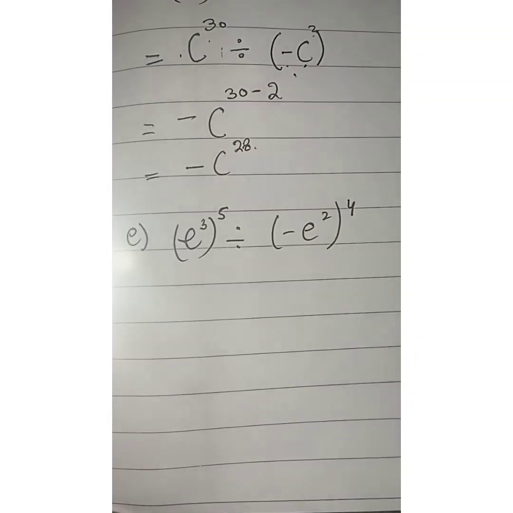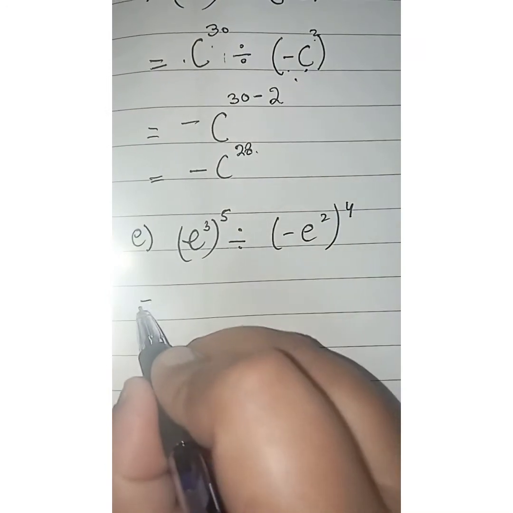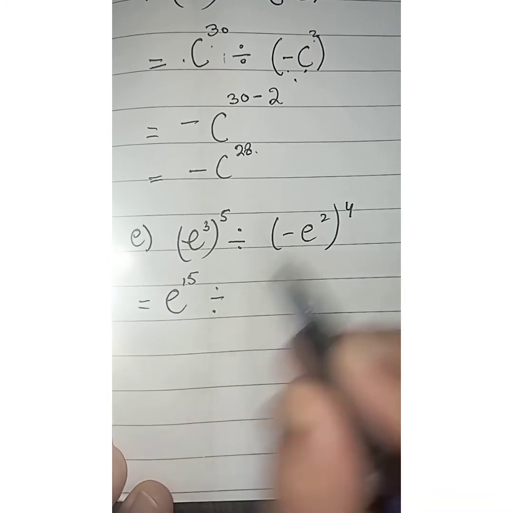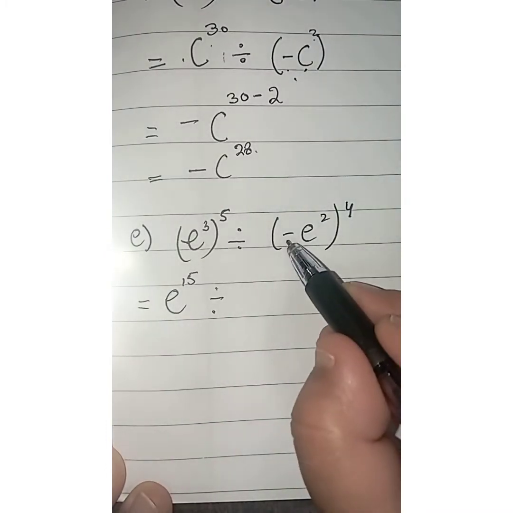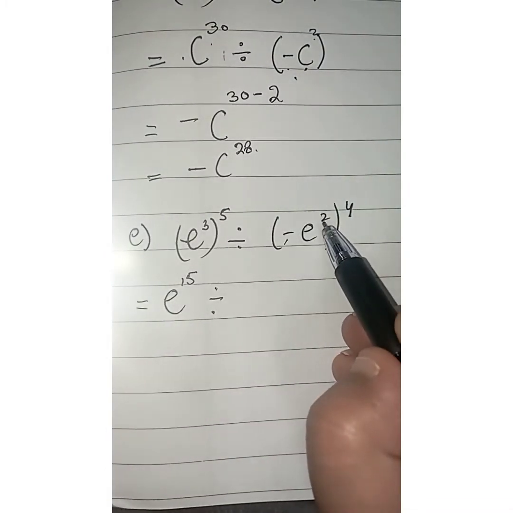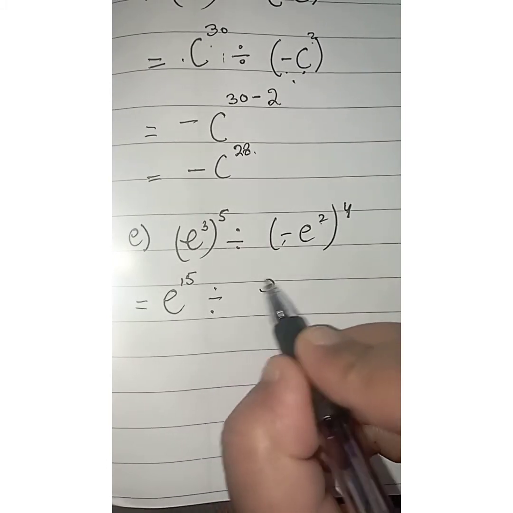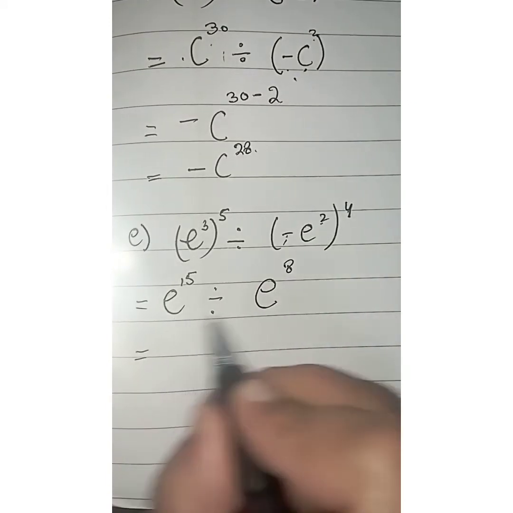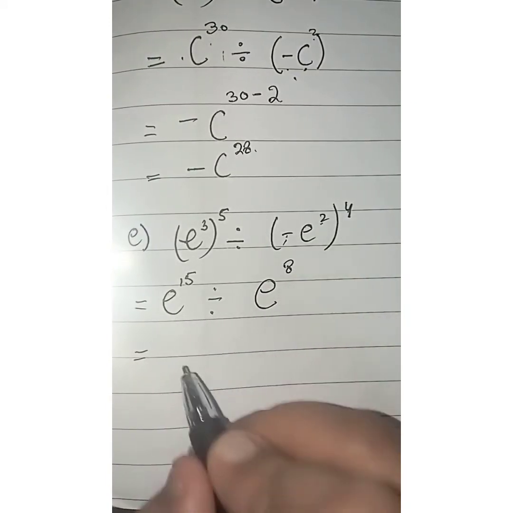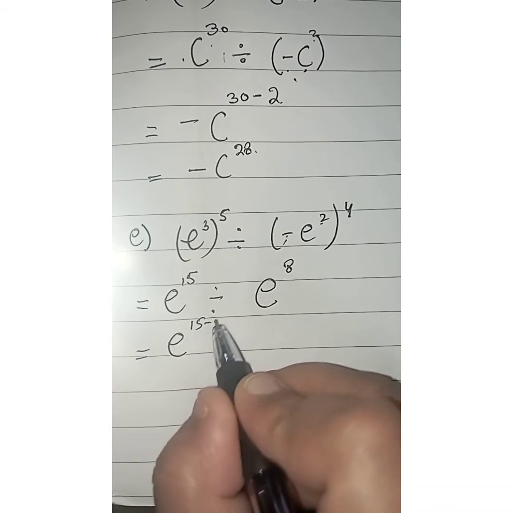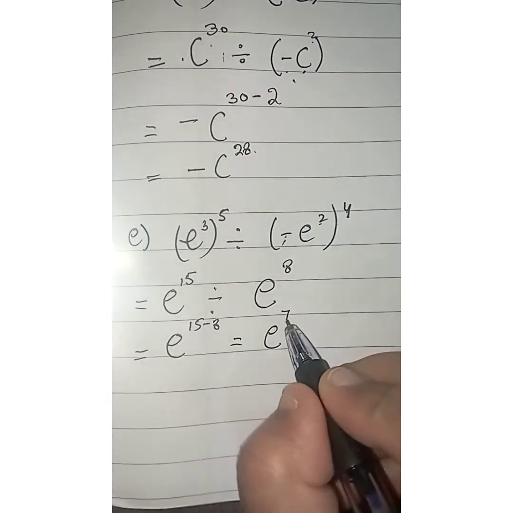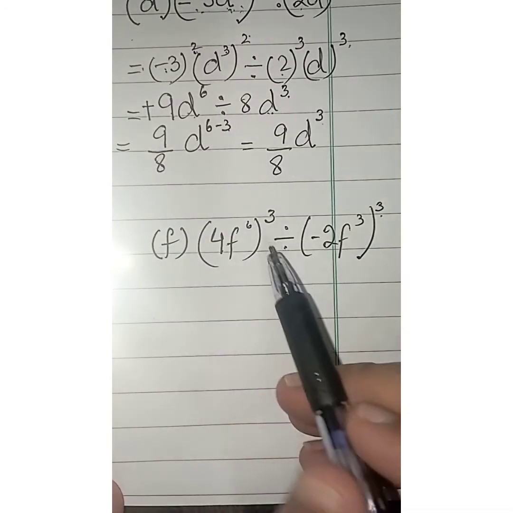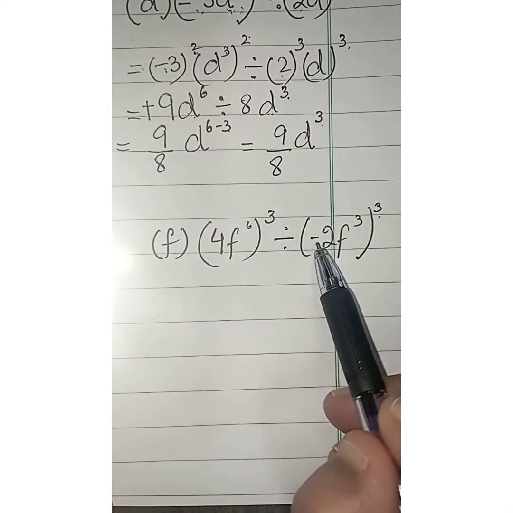Same goes for the E part. This E part is E to the power 3 times 5, which is 15. First we apply the rule, divided by, now this even power will make this number, we will apply the power of power rule, it will definitely become 2 times 4 is 8, and this sign will be positive. Now using the division sign for the same bases, we will subtract the powers and it will become E to the power 7.